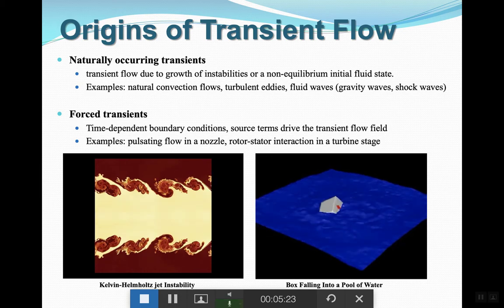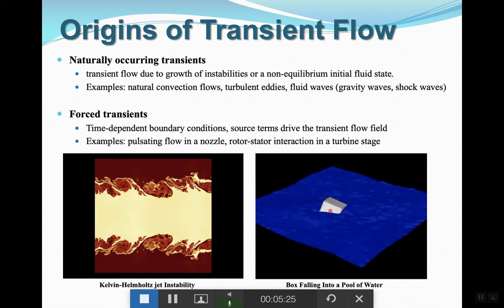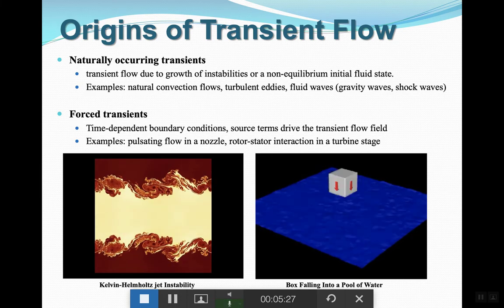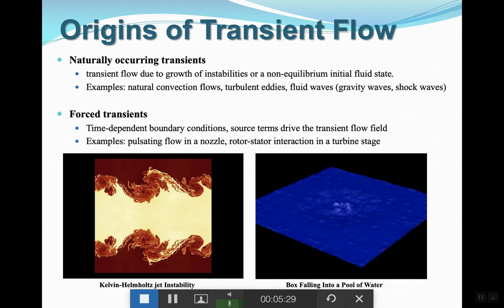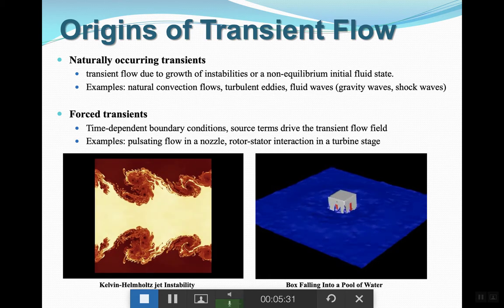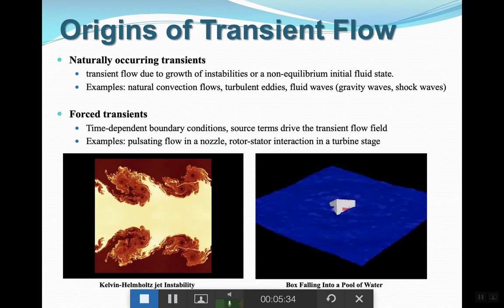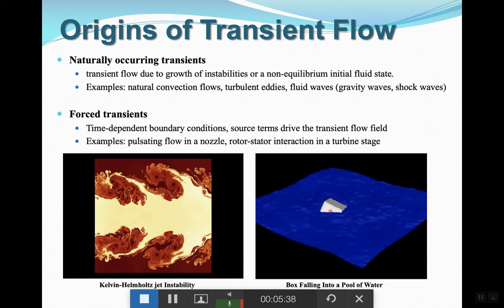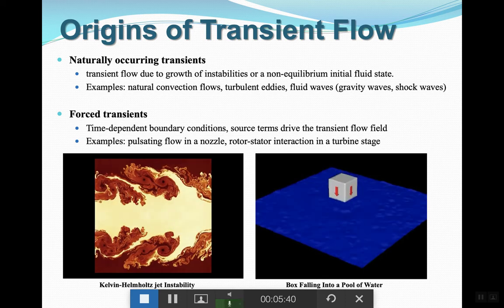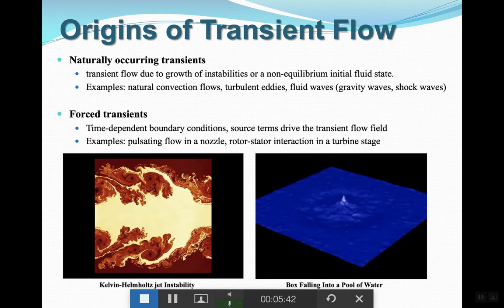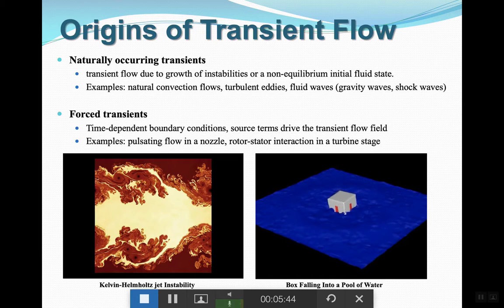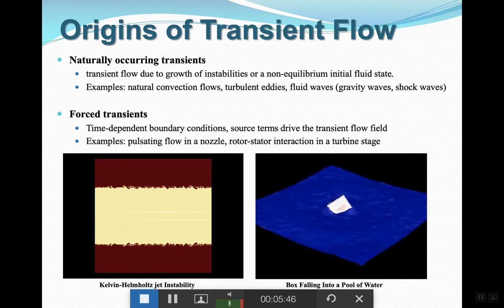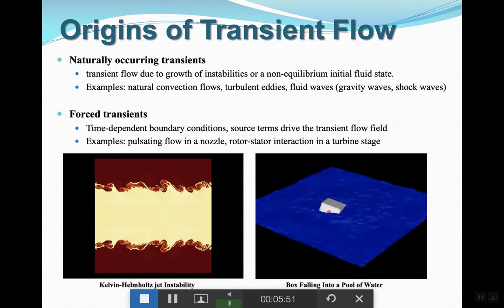For example, natural convection flows. Remember natural convection or buoyancy flow in our heat transfer? There was no external or outside force. Everything was happening within the system. So it's a natural convection, so it's a naturally occurring transient flow. Or turbulent eddies or fluid waves, they are all some sort of naturally occurring flows.